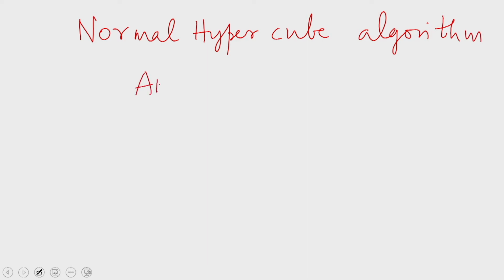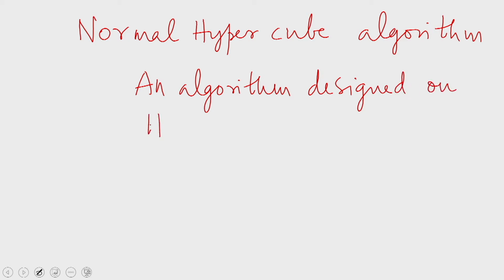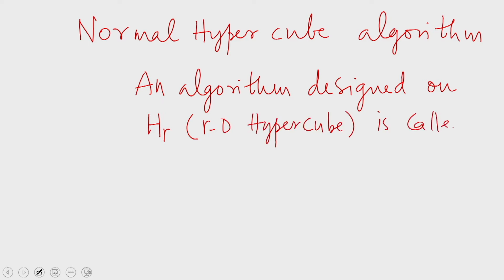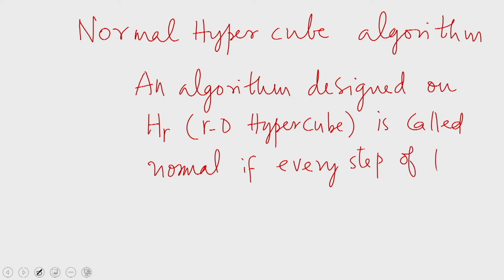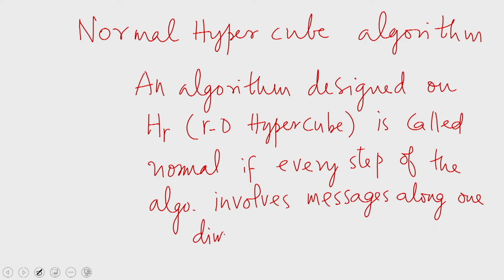An algorithm designed on H_r, the r-dimensional hypercube, is called normal if every step of the algorithm involves messages along one dimension and two consecutive steps use adjacent dimensions.